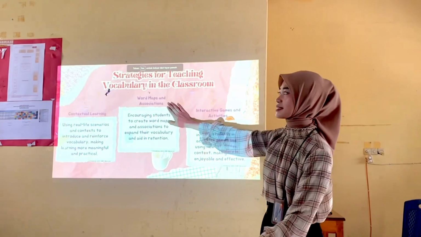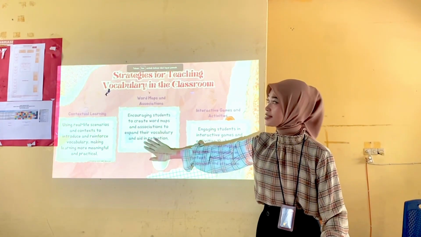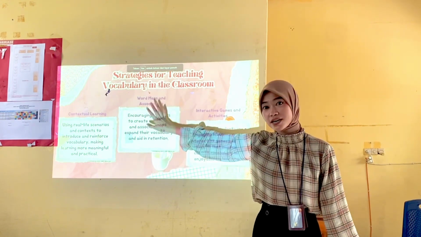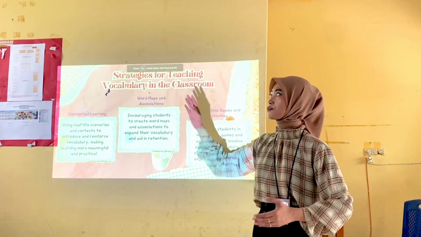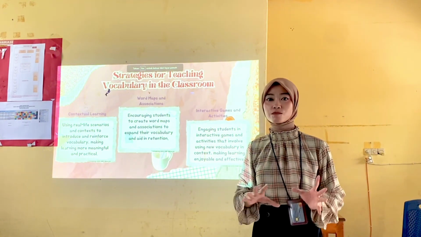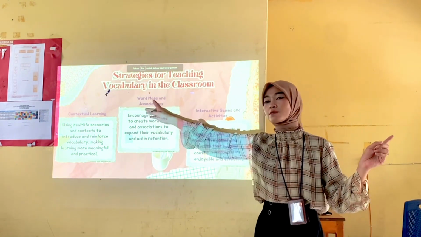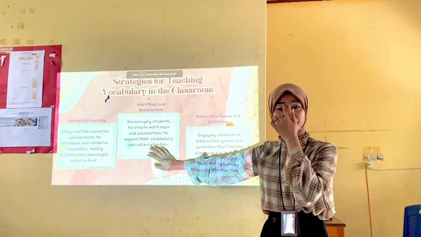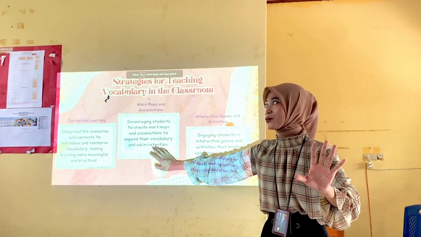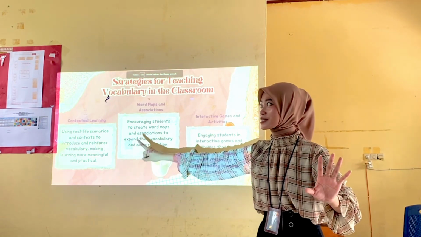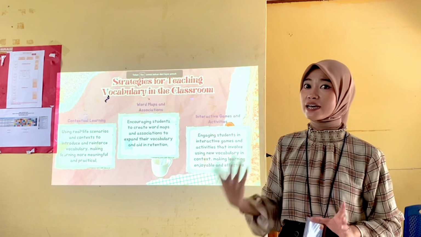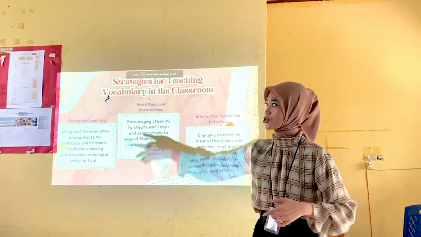So the next is the main topic that we're going to discuss. We come to the strategy, the strategy in teaching vocabulary in the classroom. Before we go into structure, the first one is about vocabulary skill. This is the thing that you are waiting for. Well, the first one is contextual learning. This is one of the strategies that you can use in the classroom, especially for teaching.